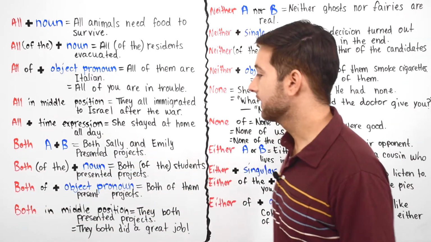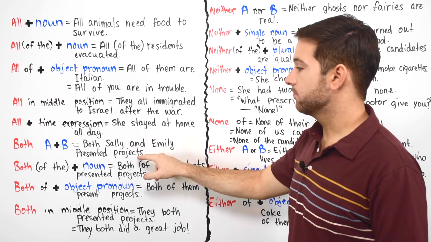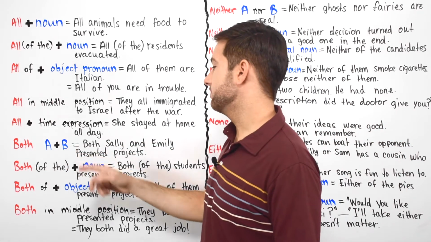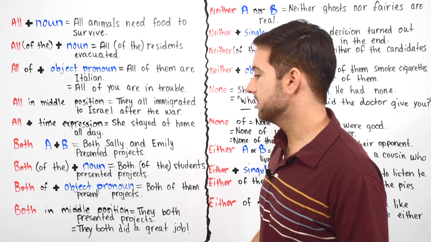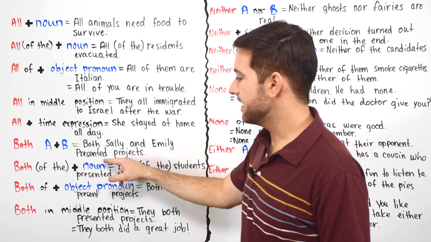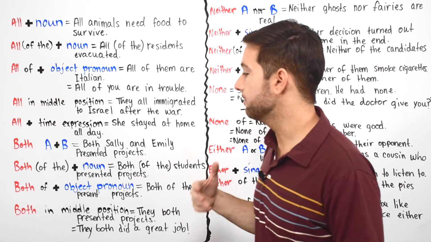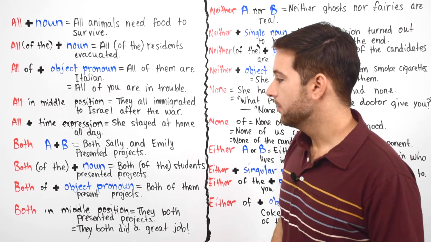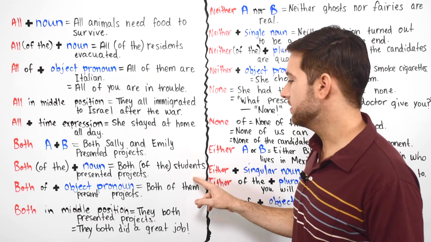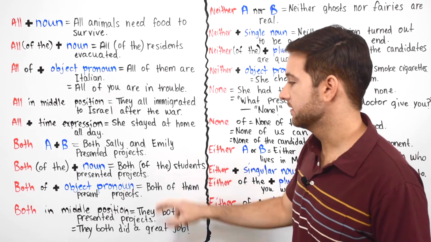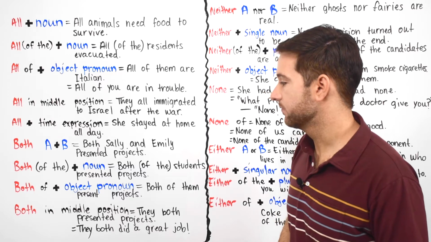All right, let's look. Both Sally and Emily presented projects. We have both A plus B. So both Sally, A plus B, and Emily presented projects. Presented is the plural form of the verb. We're using the plural forms, remember? Both of the plus a noun. Both of the students presented projects.